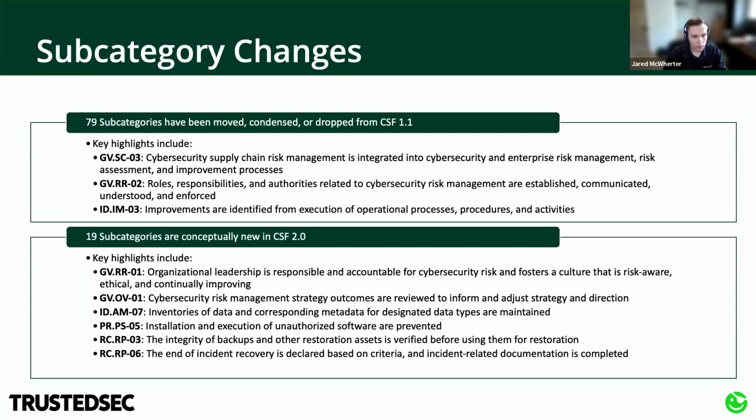Moving beyond that, under the Protect tab, we have: installation and execution of unauthorized software are prevented. Previously, this was kind of vague. The CSF 1.1 required the monitoring of unauthorized software, but the 2.0 goes a step further and now requires restricting the execution of unauthorized software. We need to make sure we configure platforms and assets to only allow the installation of organization-approved software that has had the source and integrity verified.